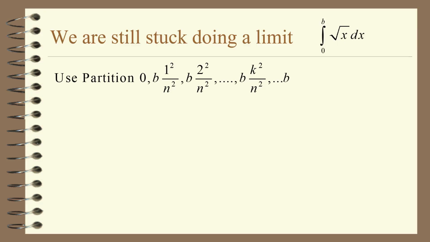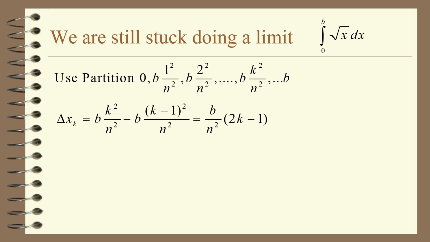Okay, well, let's go ahead and find the value of the definite integral from 0 to b of the square root of x dx. Now to do that, I can't use a regular partition because the formulas won't work out well. So I'll use a clever one. The partition from 0 to b will be 0, then b times 1 squared over n squared, then b times 2 squared over n squared. The kth such number would be b times k squared over n squared. The very last thing would then be b times n squared over n squared, but that's just b.